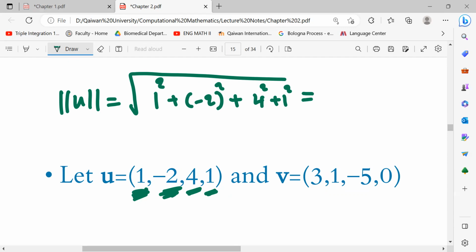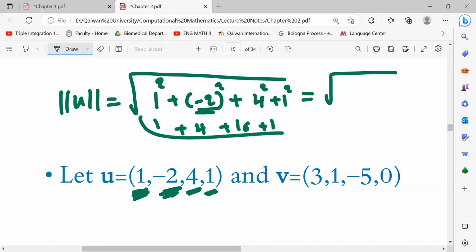And this equals the square root of 1 squared, which is 1, and -2 squared is 4, 4 squared is 16, 1 squared is 1. The sum of these is the square root of 22, is it? So this is the length of u.